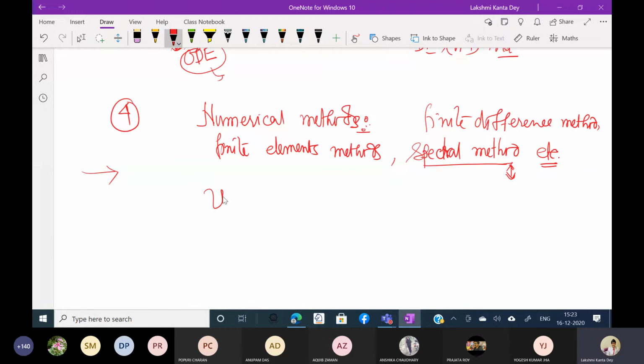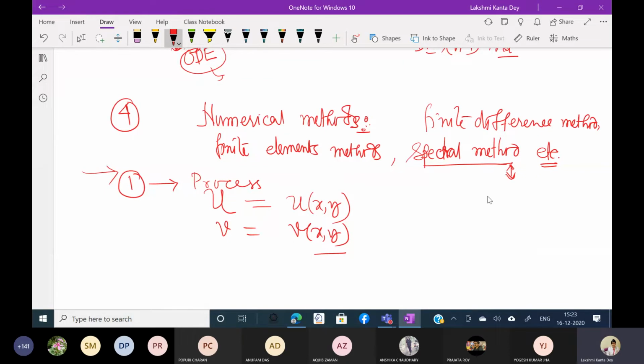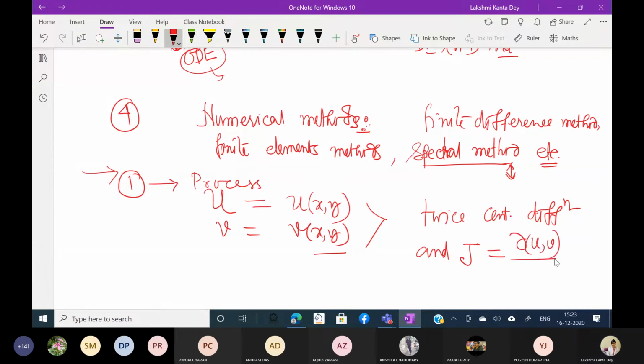So what is the new set of independent variables? What we actually do for the number 1 process: u is equal to u(x,y) and v is equal to v(x,y). These two, u and v, we have to assume are twice continuously differentiable, and the Jacobian of the transformation, that means the determinant of del(u,v) by del(x,y), should not be 0.